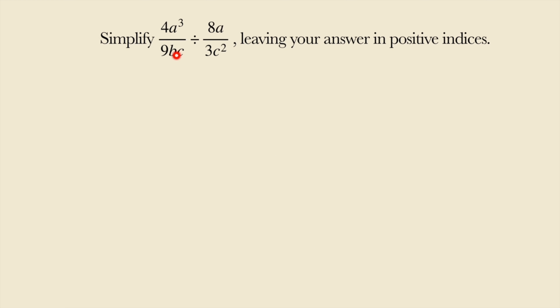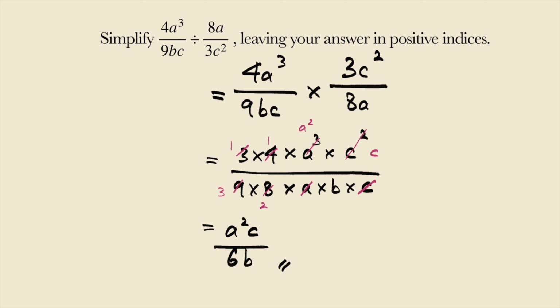Here we've got an expression with a division sign. Before we do that, can our job be easier right off the bat? 4 and 9, nothing. A cubed BC, nothing. 8 and 3, nothing. A and c squared, nothing. So, alright. The first step will be just to convert this to a times, and we flip this fraction right here. And here we go. Division to a times, followed by 3c squared going up there, 8a coming down.